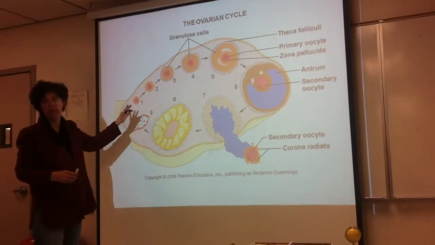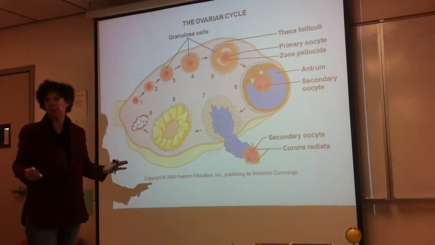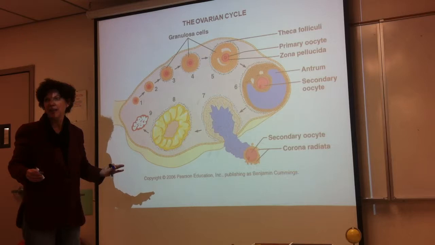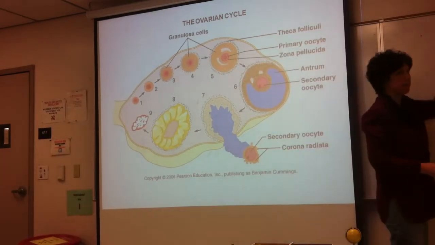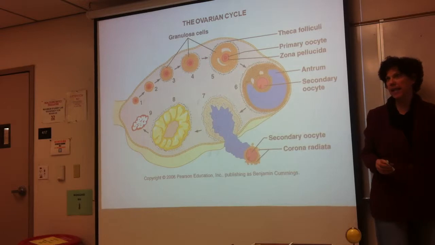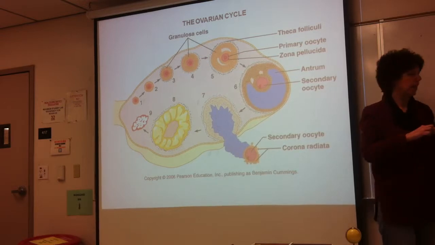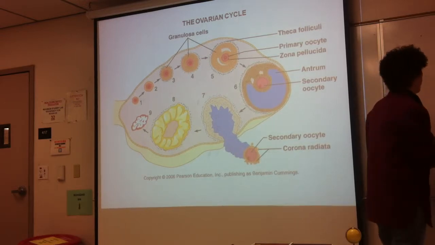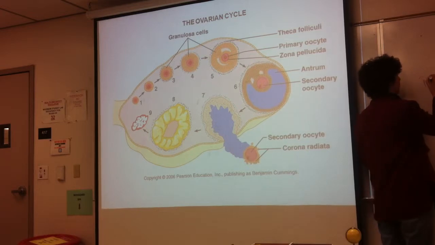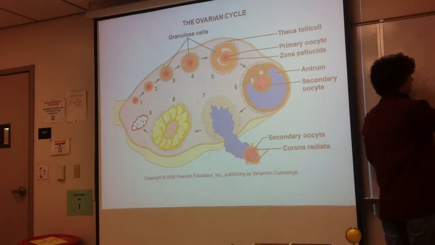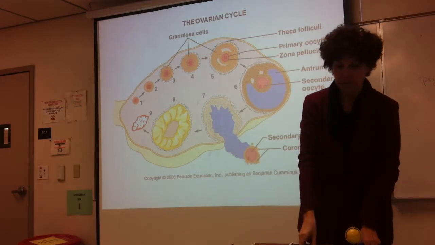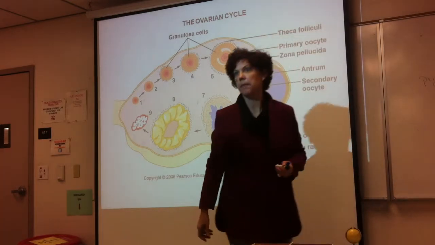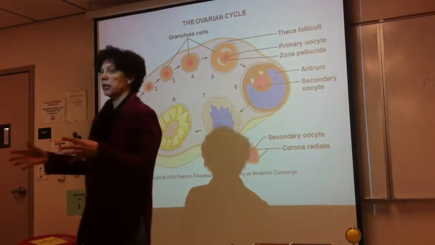My term is a primary follicle. I don't ever use the word primordial. Okay? So if we have a primary oocyte and flat epithelial cells that are not making estrogen, that is a primary follicle. And this is what the baby girl is born with until puberty.